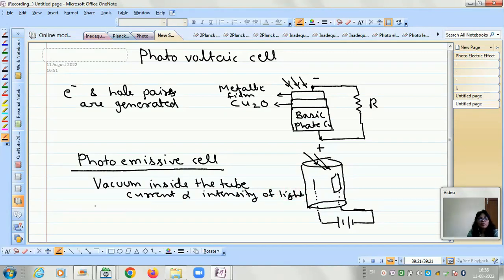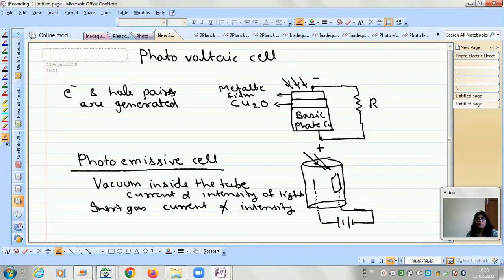but in case of inert gas, current is not proportional to the intensity of light, because there is also the ionization of the molecules or atoms of the inert gas, and therefore current increases, but it is no more proportional to the intensity. So this is the photoemissive cell.